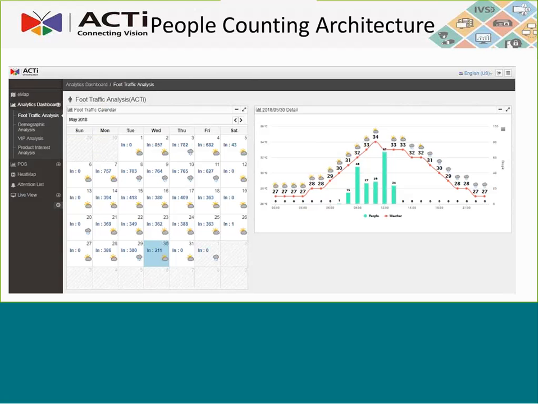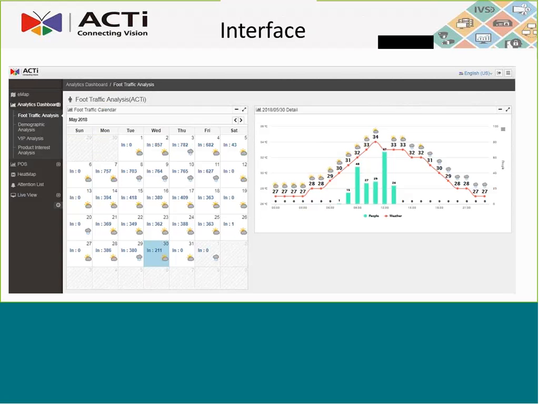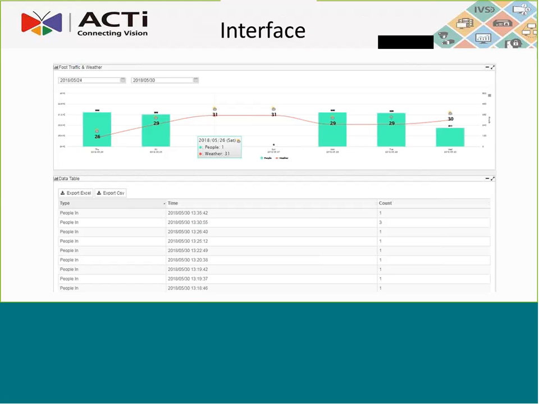This is a sample of how the people counting interface looks. You can see the calendar per day, how the weather was, and how many people were inside. You can compare day by day. You can also compare by stores: how many people go inside, and how many are inside at that moment, by time and by day.